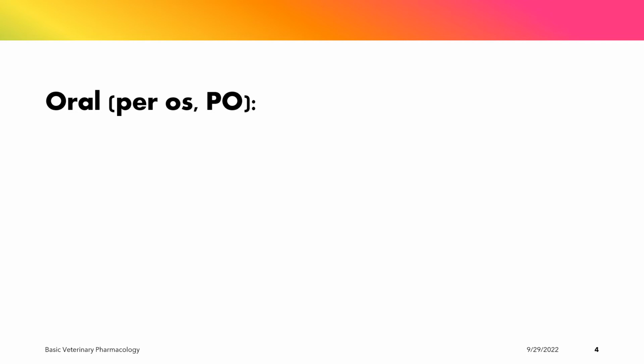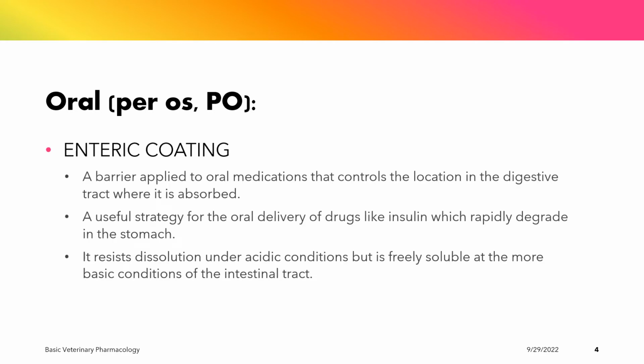So what do we mean by enteric coating? Again, for those orally administered drugs, enteric coating is applied. Enteric coating is a barrier that is applied to oral medications that controls the location in the digestive tract where the drug is absorbed. This is a useful strategy for the oral delivery of drugs. An example of this is insulin, which rapidly degrades in the stomach.